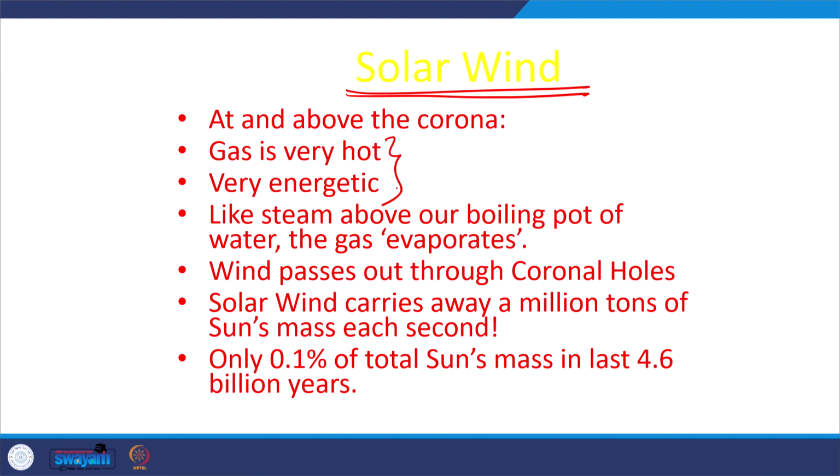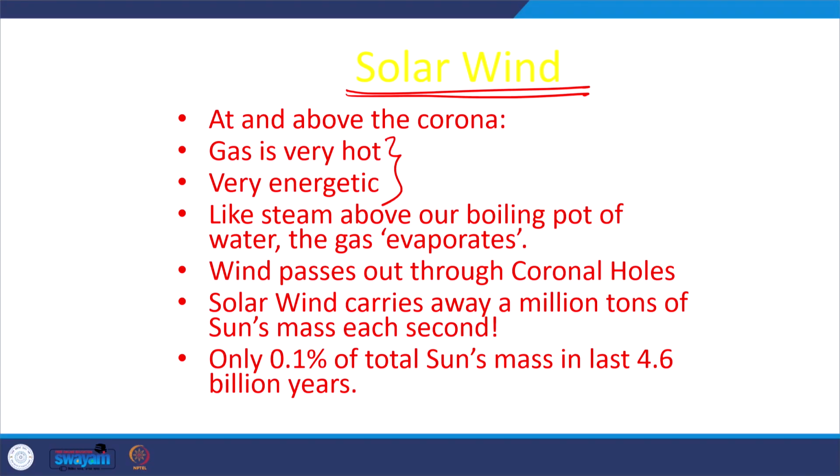It refers to hot and energetic plasma, which is like steam above a boiling pot of water. Okay, if you see a boiling pot of water, you will see that steam is going away from the top. So it is similar to the sun. You consider it as a boiling pot of water. So the gas that is escaping from the sun is solar wind in this case. So wind passes out through the coronal holes. We will talk about coronal holes maybe in the next lecture. And so this is basically telling you that hot plasma is escaping the gravitational pull of the sun.